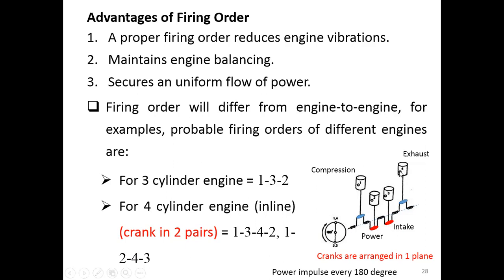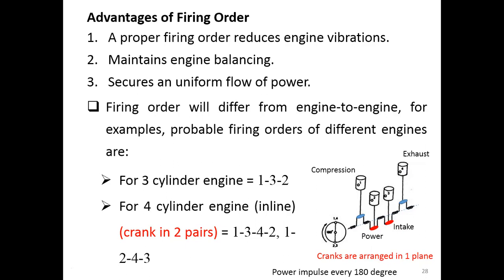When you look at these pictures, I show you 2 pairs by the color. See the blue color and the red color here. The blue color is 1 pair, the red color is 1 pair, and this is the crank. You can see that all the cranks here are arranged in 1 plane, which is the vertical plane. They are all in the same plane.